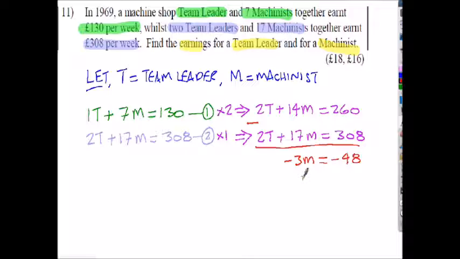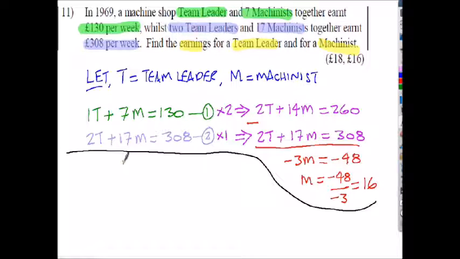Rearranging the equation, dividing both sides by negative 3, then m is equal to negative 48 divided by negative 3, and that will equal positive £16. So the machinist in 1969 earned £16 a week.